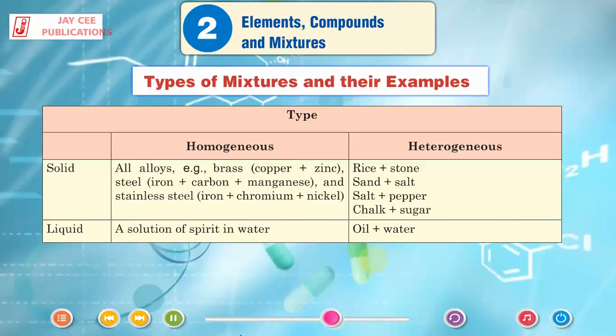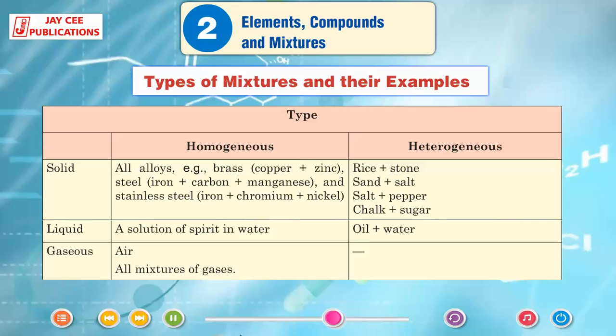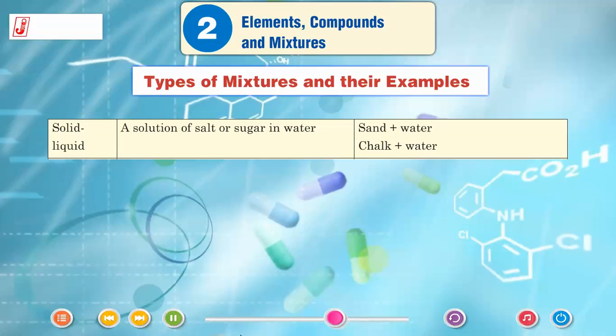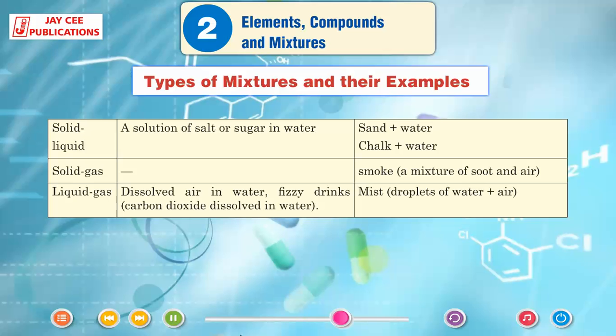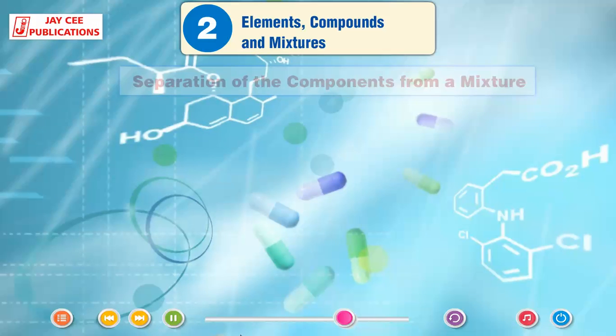Liquid: a solution of spirit in water, oil plus water. Gaseous: air, all mixtures of gases. Solid, liquid: a solution of salt or sugar in water, sand plus water, chalk plus water. Solid gas: smoke, a mixture of soot and air. Liquid gas: dissolved air in water, fizzy drinks, carbon dioxide dissolved in water, mist, droplets of water plus air.